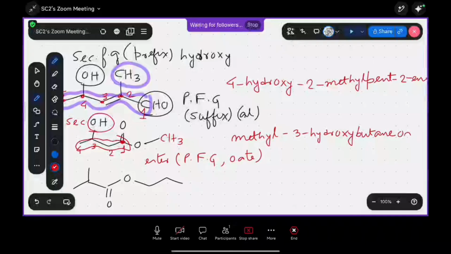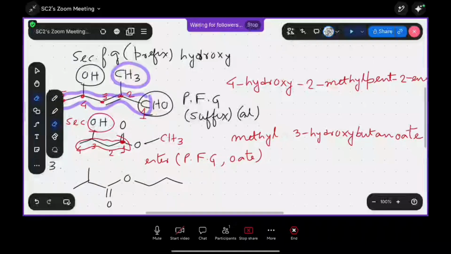That means butane OH. But again, E and O cannot be written together. So it is methyl 3 hydroxy butanoate. Don't include anything else, it is like this, A-N-O-A-T-E, butanoate together. There is simply a space between the methyl and the other part. Methyl 3 hydroxy butanoate. See, I have given a space between methyl and the other part.